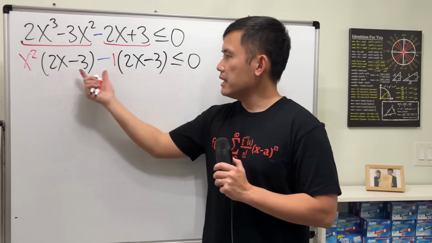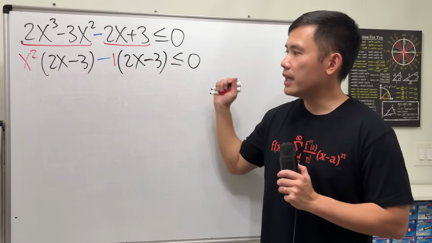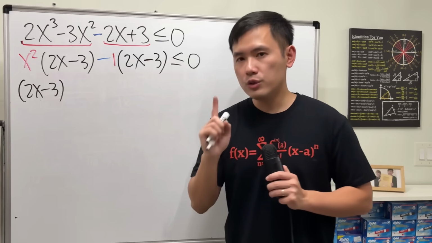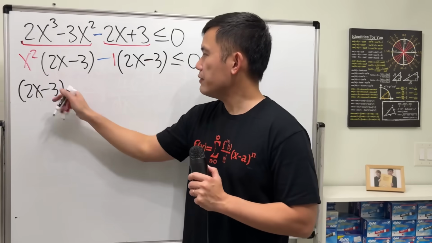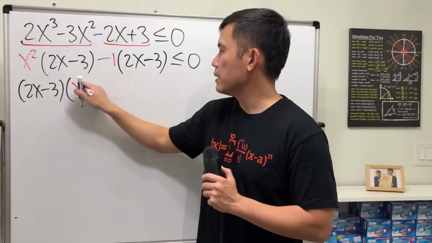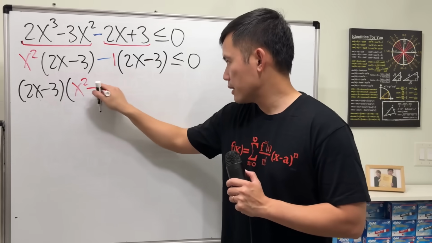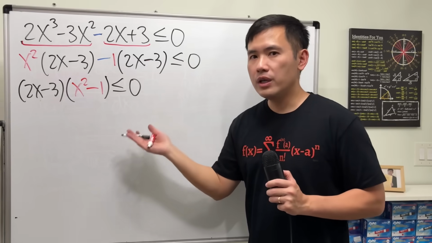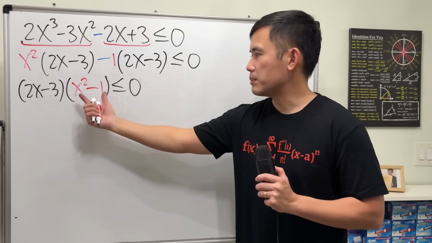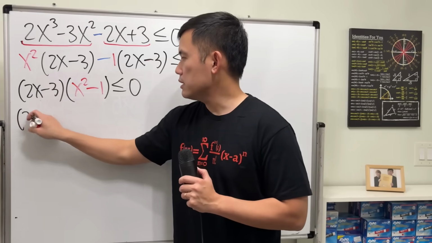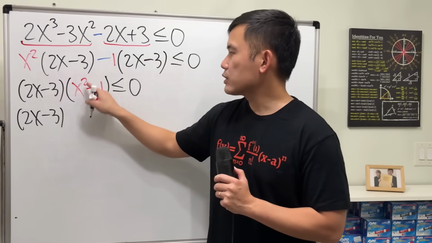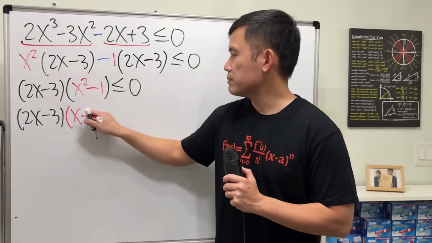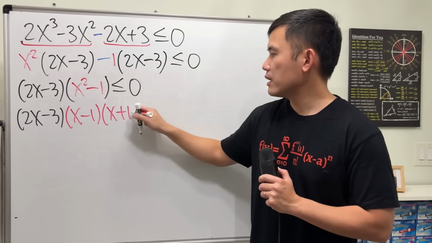So, this and that are indeed the same, so we can factor that out. 2x minus 3 all the way in the front, just write it down one time. And then the leftover is the x squared minus 1. And that's still less than or equal to 0. Can we continue factoring it? Yes, especially this part. So I'm going to keep this. X squared minus 1, this is a difference of 2 squares. When we factor it, we get x minus 1 times x plus 1.